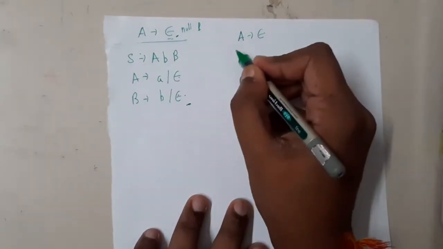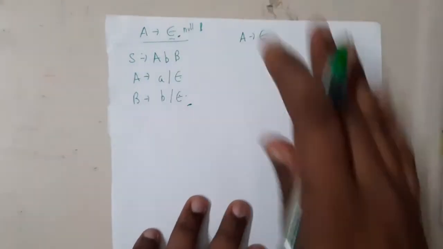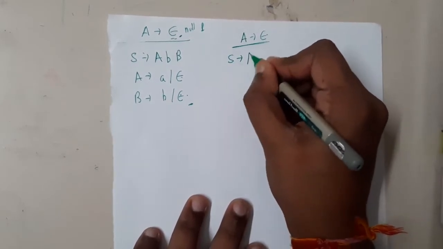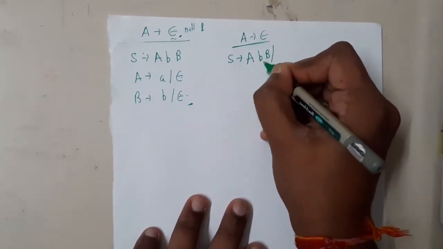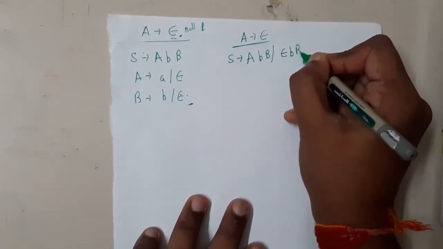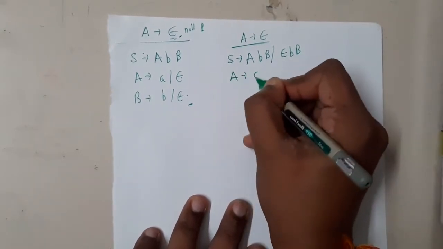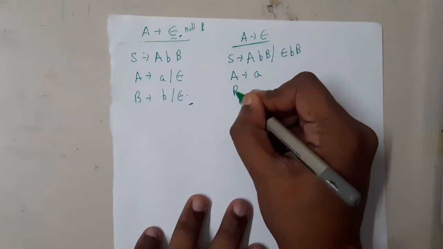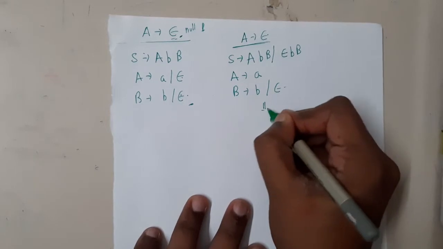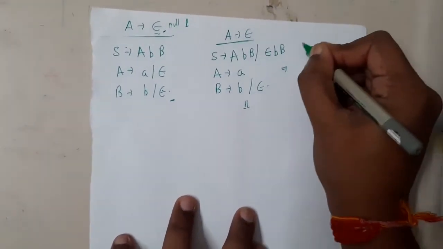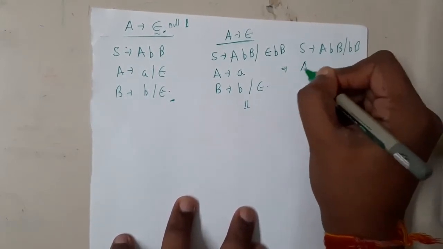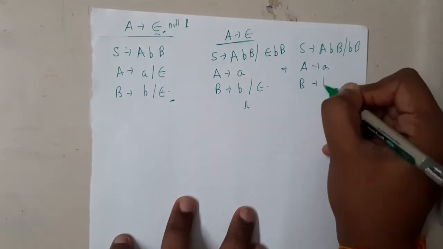Once I take that value, I will substitute wherever I find A. So S implies A, b, B. Here I have A, so let us substitute epsilon, and it becomes epsilon, b, B. Similarly, for the other option it stays A, because the epsilon has been eaten. So the result will be S implies AbB or bB, A implies a, B implies b or epsilon.